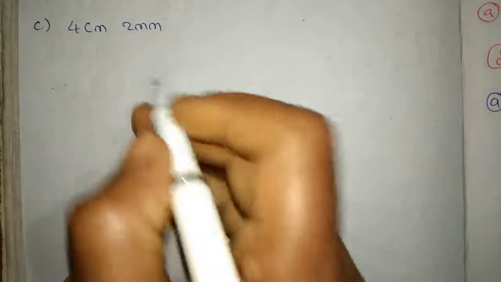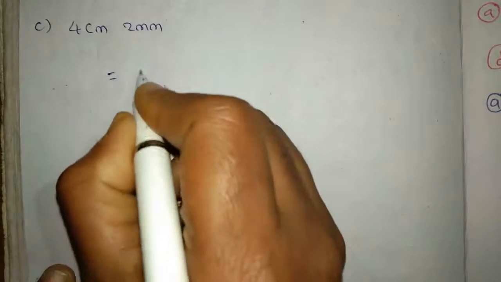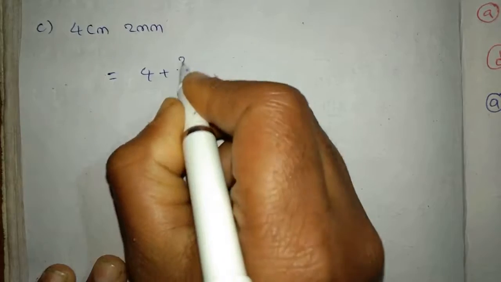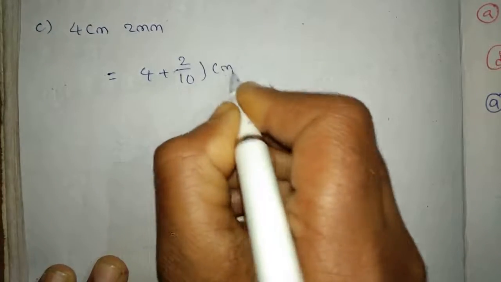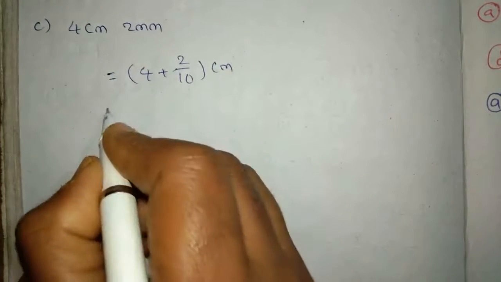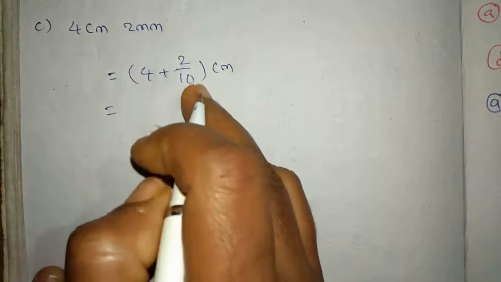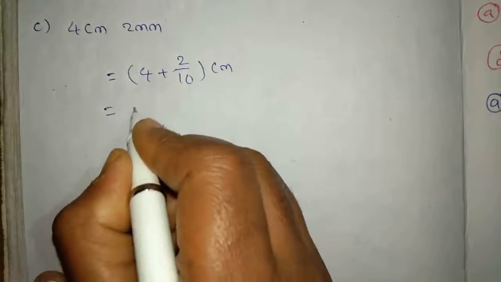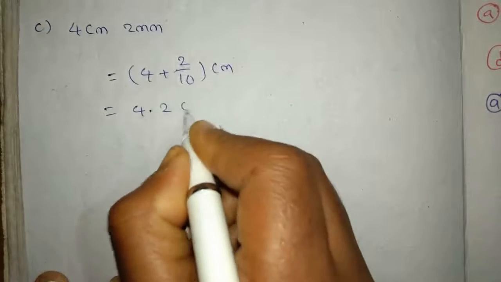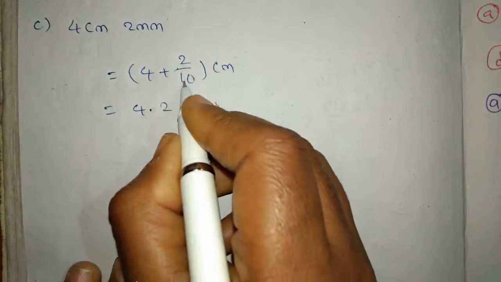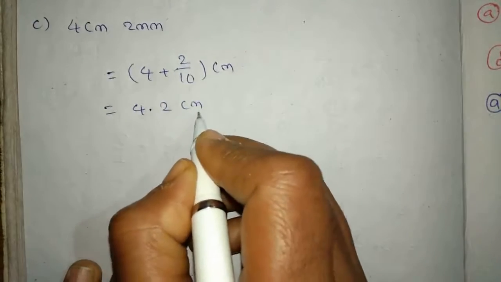Okay. Next, 4 cm and 2 mm. This can be written as 4 plus 2 by 10 cm. That is equal to 4 ones and 2 tenths. So 4 plus 2 by 10 can be written as 4.2 cm.